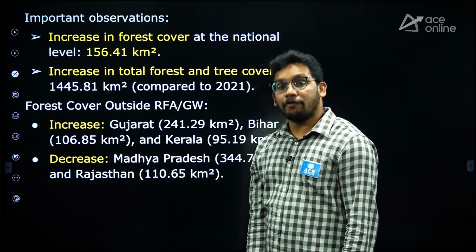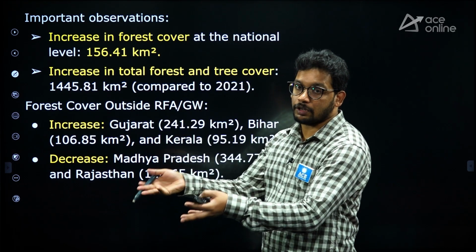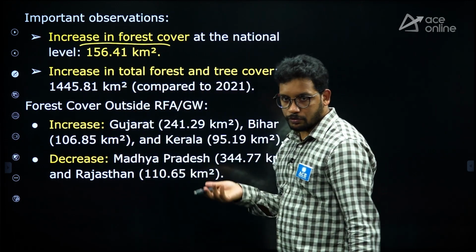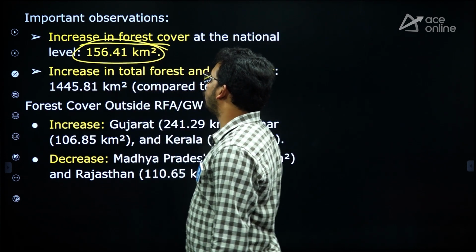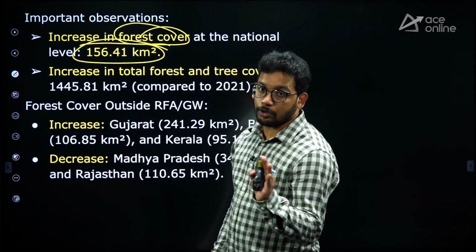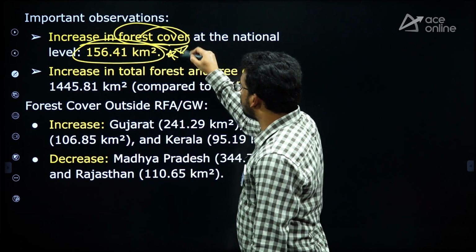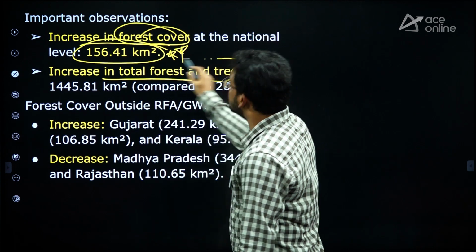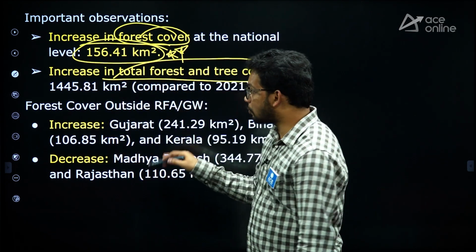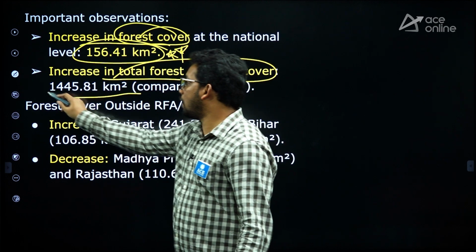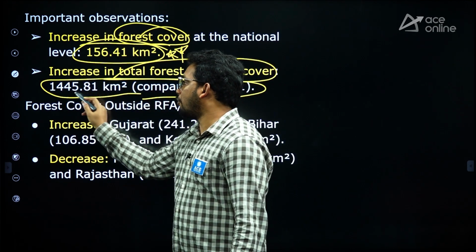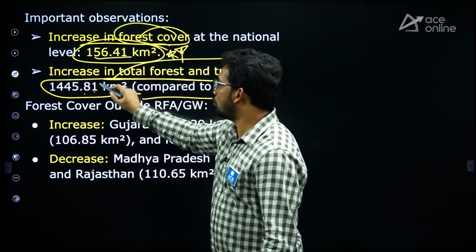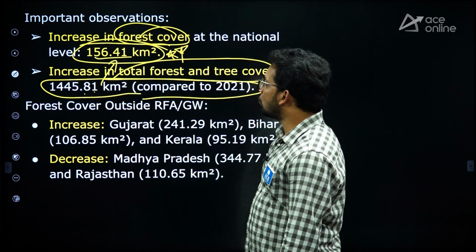The total increase of forest compared to 2021, as we have a report every 2 years, is 156.41 square kilometers. Only forest cover; I'm not talking about tree cover. Whereas the increase in total forest plus tree cover, both forest as well as tree cover together, is 1445.81. So this is the forest cover, and this is the tree plus forest. If you remove this from this one, you will get the total increase in tree cover.